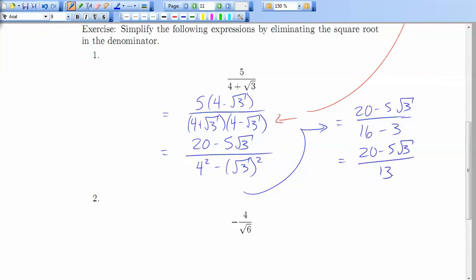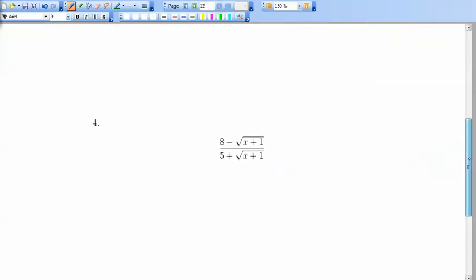Sometimes this method is called rationalizing the denominator because we've taken what started off as an irrational denominator, root 3 is an irrational number, and now our final answer has a rational denominator. In fact, it's an integer. Okay? Let's try another example, this time with some variables in it. Let's take a look at the next page. Why don't we do this number 4 here?